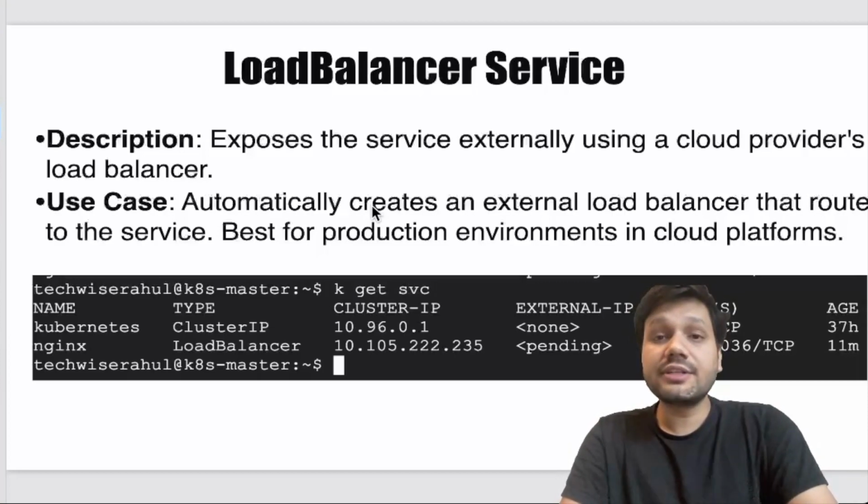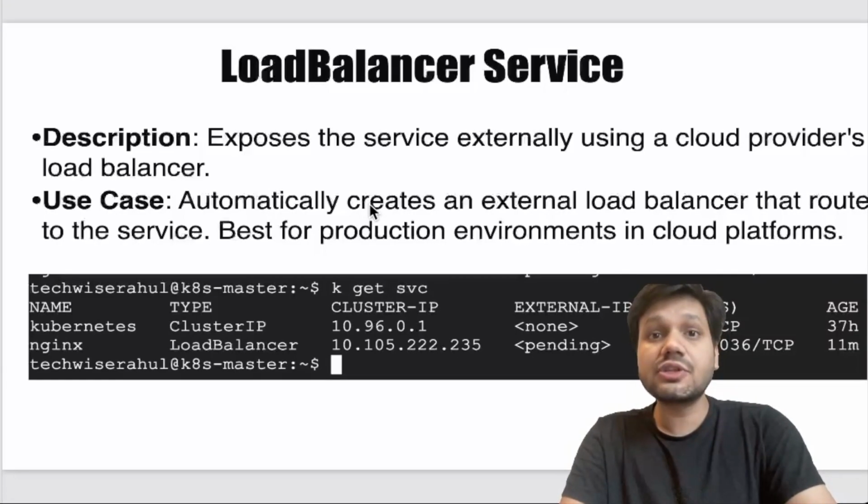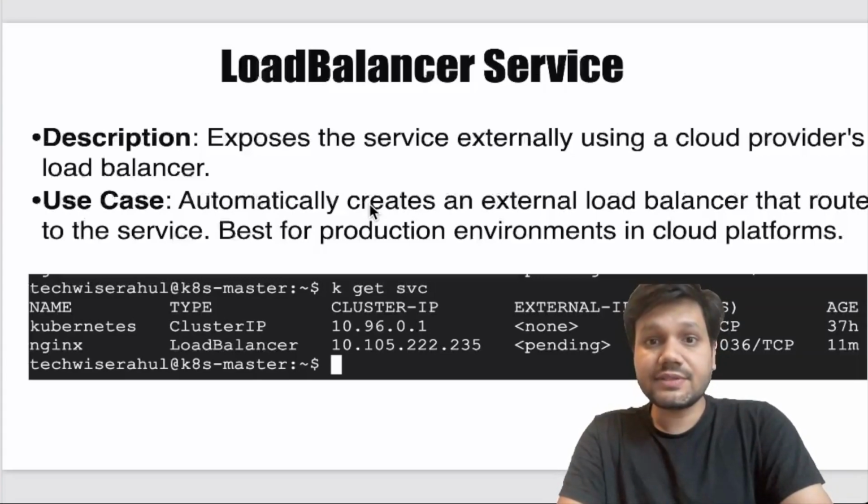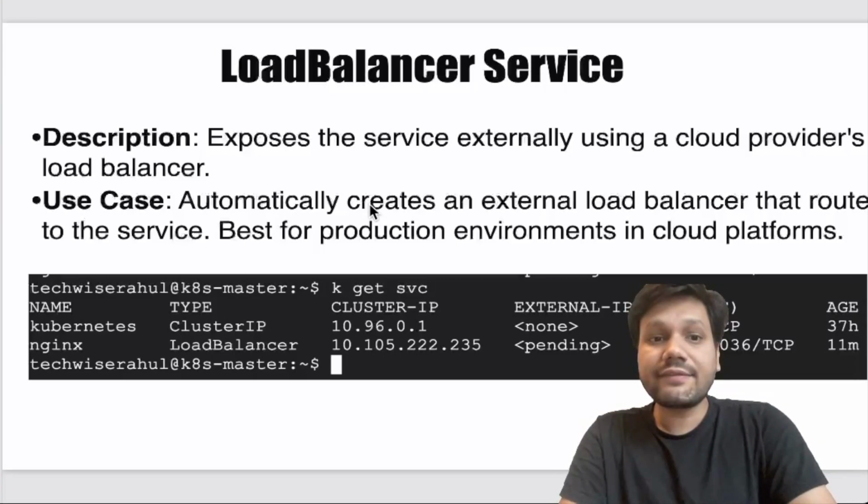Now let's discuss what the load balancer service is. This service is useful for production, and it is one of the most used Kubernetes services. If you want your services to be exposed externally using a cloud provider load balancer, you can use the load balancer service. It would automatically create an external load balancer that routes the traffic to the services. As I have already said, this is used only for production environments, and it is supported on all cloud platforms.